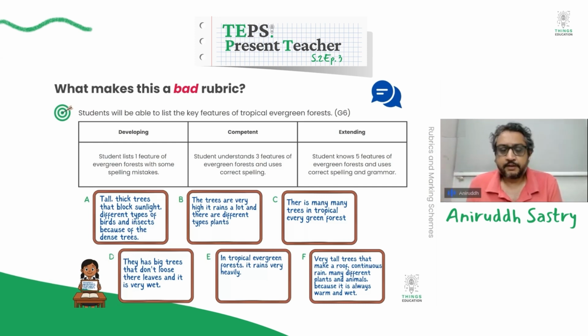Okay. I think all of you got the point: why do we need to assess spellings and grammar in a science class? Absolutely fair. That's not needed. One subtle point is, if you look at the competent part of this rubric, it says that students understand three features of evergreen forests. Now, the word understands is ambiguous, in the sense that understanding is something that is happening internally. The student needs to do something externally to tell us that he or she understands. So a verb like understands should be avoided.